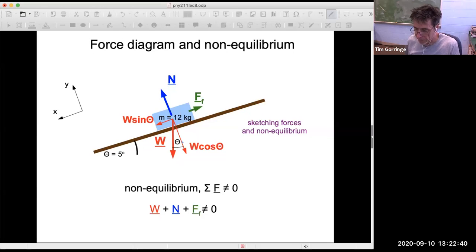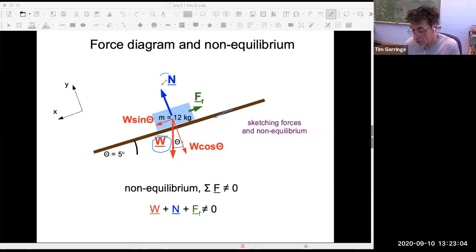So in brown here, let me get my pen going again. Here's the incline. Here's the angle, 5 degrees. Here's the block in blue. Here's the mass, 12 kilograms. And then I've added, this time, 3 separate forces. Gravity downwards, that's the W here.